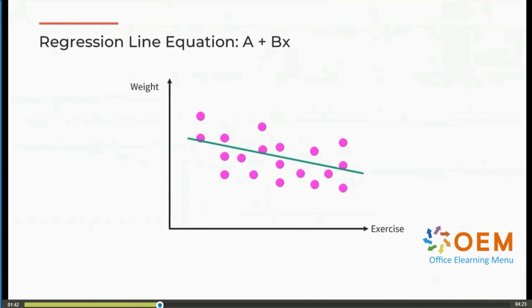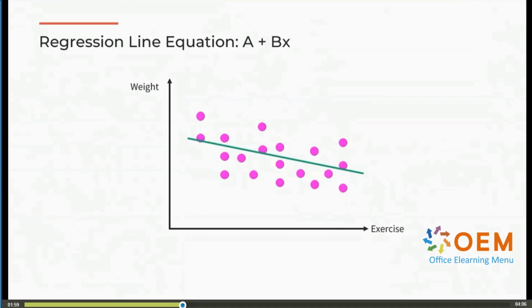The simplest possible regression model is what we have depicted here. It has just one x variable. Now, the regression line equation for such a model has just two parameters, a and b, where a references the intercept of the line and b is the slope of the line.